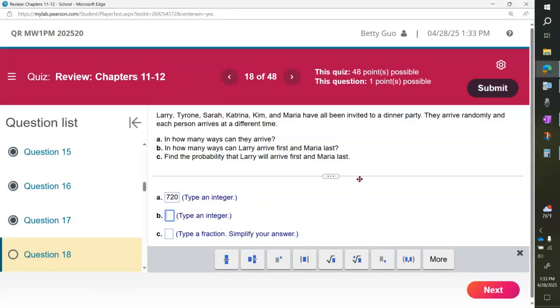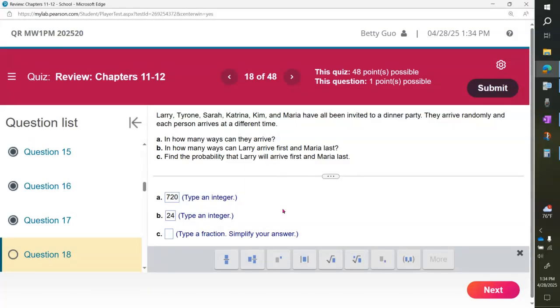But we still have 4 people, because we have 6 people in total. After we arrange Larry and Maria, we still have 4 people. Those 4 people's arrival is going to be random. So 4 factorial, 24. So part B, the answer is 24.